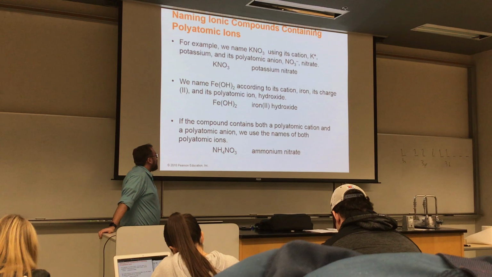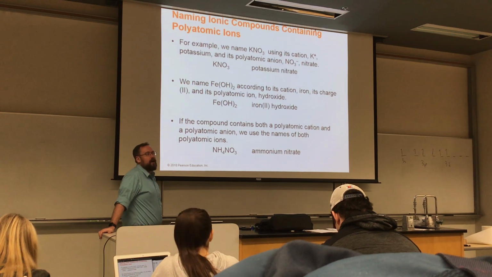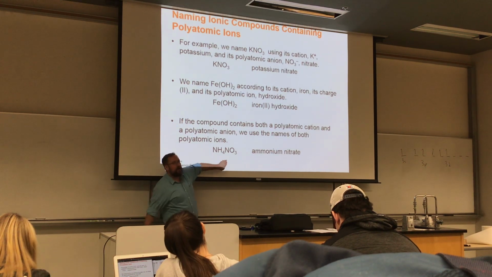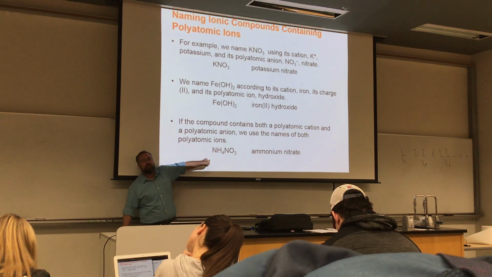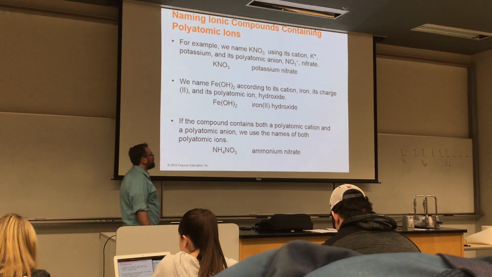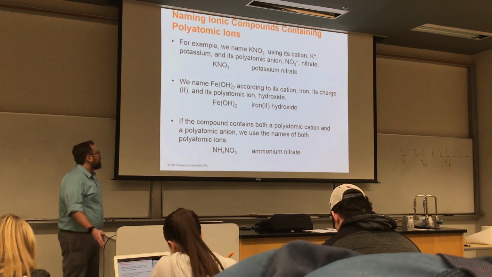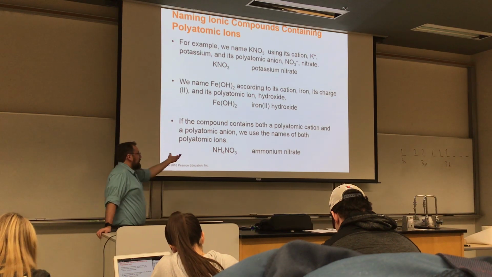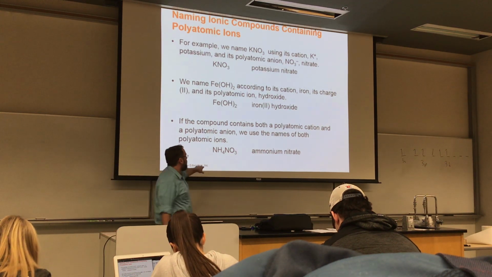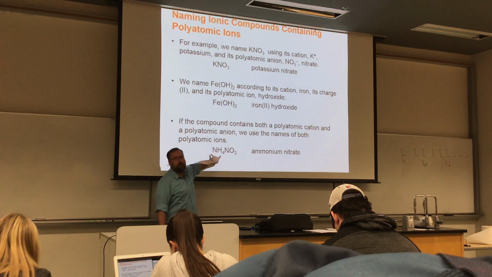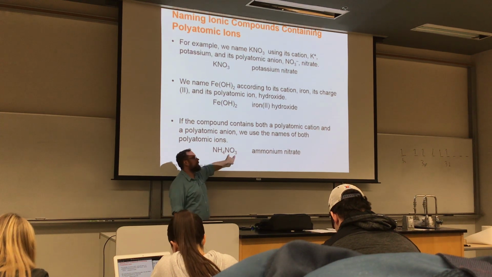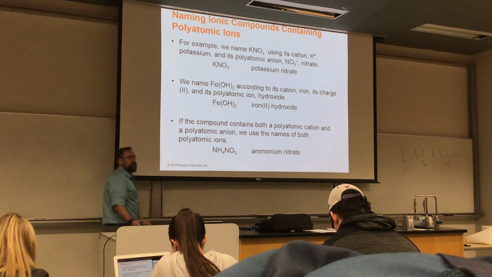And then finally, if it contains 2 polyatomic ions, because we have a few, very few, but there are a few positively charged polyatomic ions, we use the names of both ions. So in this case, we have to recognize that this is our ammonium group, and that's the nitrate group, so this is ammonium nitrate.